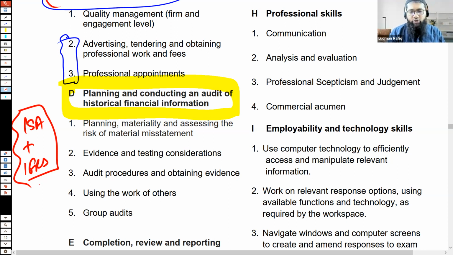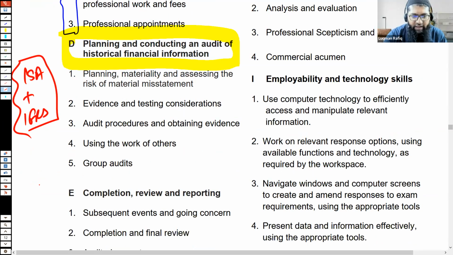We are going to go through how the different ISAs have an impact upon an entity, how the different ISAs are to be applied in a given situation, what audit procedures to undertake, what audit risks to identify, and what business risks to identify. All of this is going to be covered in this specific aspect.